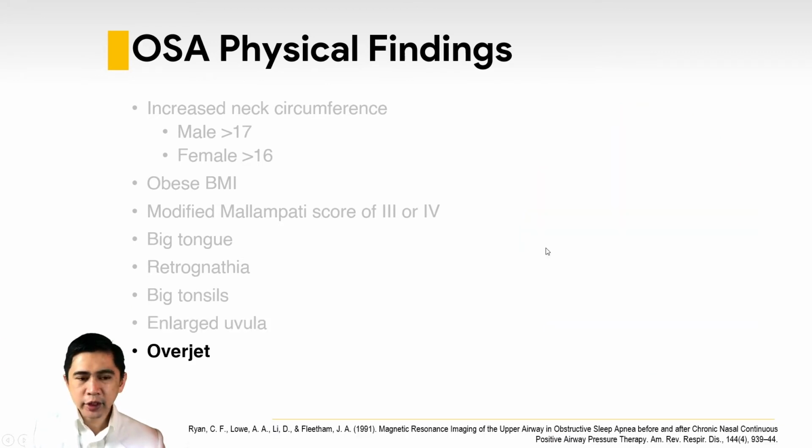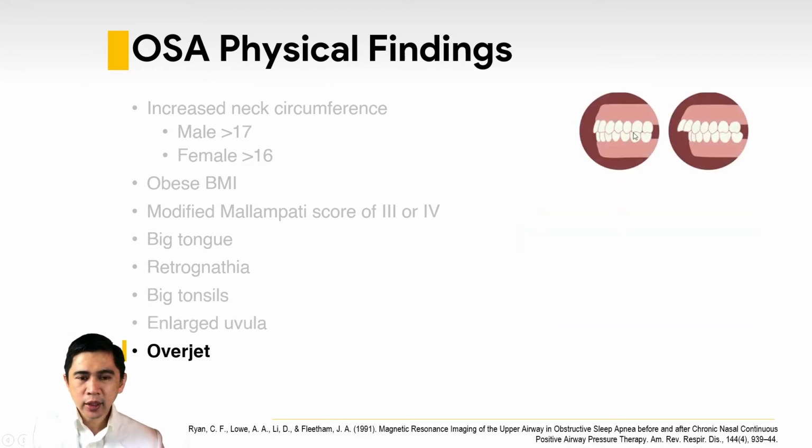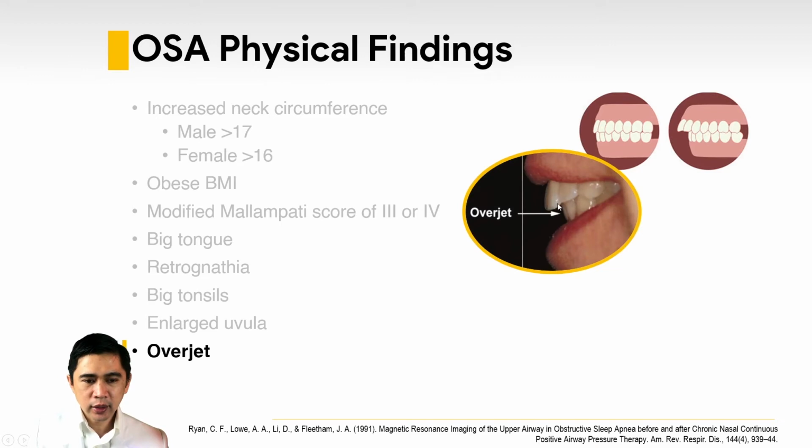And an overjet. What is an overjet? It is a condition wherein the arch of the maxilla is more anterior than the arch of the mandible. So if this is a normal occlusion, this is an overjet. It can be seen here that the maxilla is way in the front and the mandible is way at the back, compared to the normal occlusion.